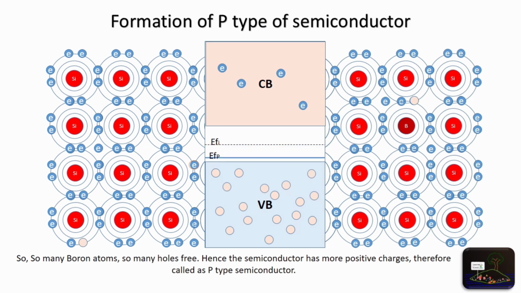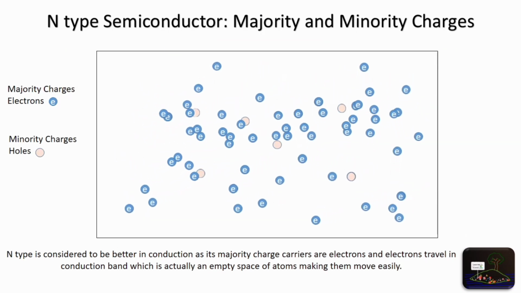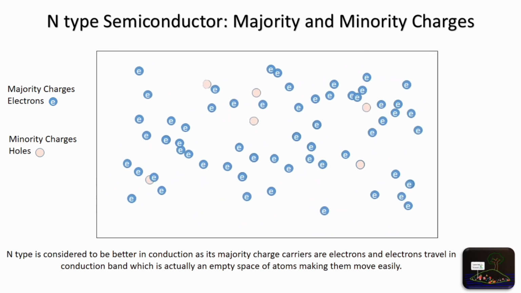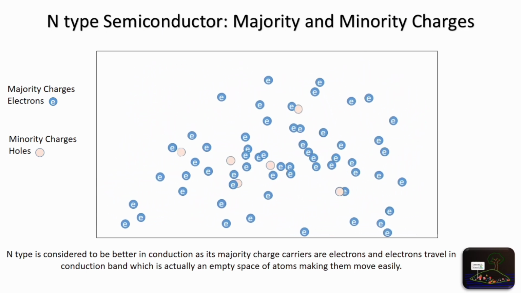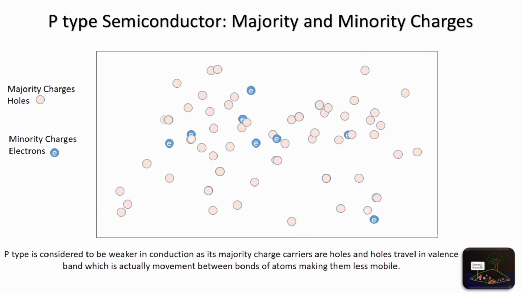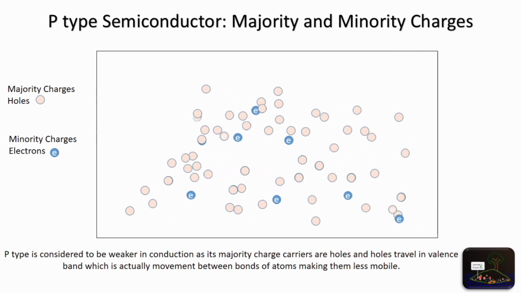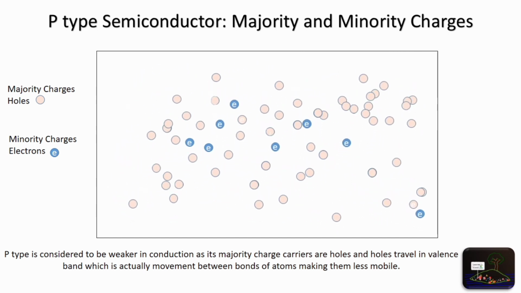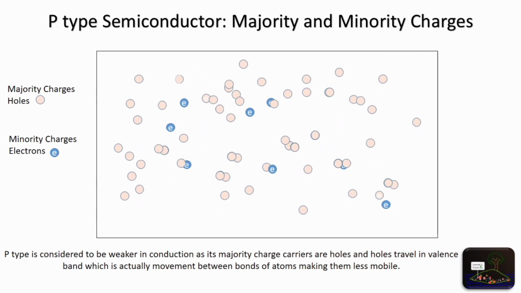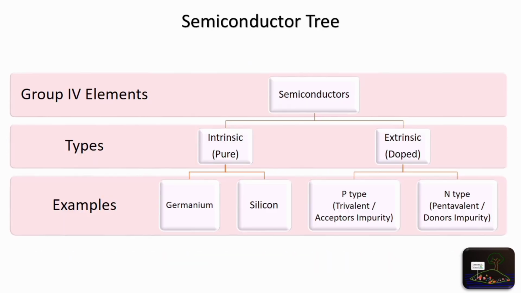N-type is considered to be better in conduction, as its majority charge carriers are electrons, and electrons travel in the conduction band, which is actually an empty space of atoms, making them move easily. However, P-type is considered to be weaker in conduction, as its majority charge carriers are holes, and holes travel in the valence band, which is actually movement in between the bonds of atoms, making them less mobile. That's all about it. This is the semiconductor tree diagram.